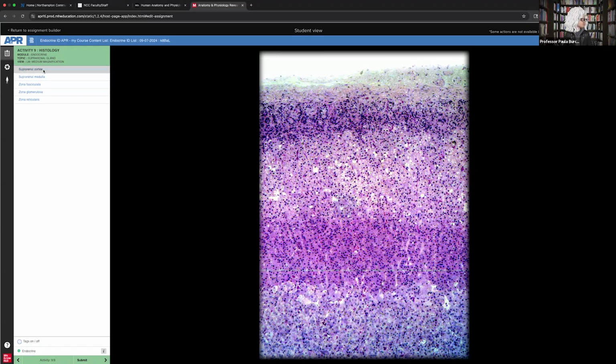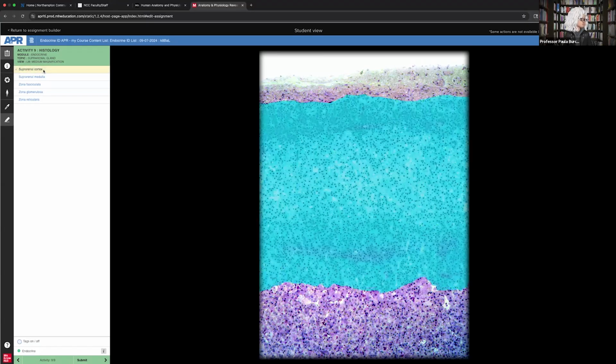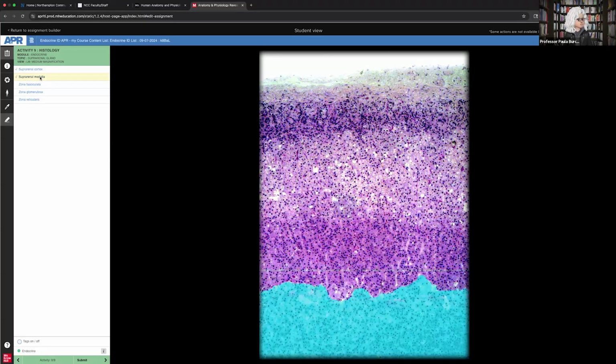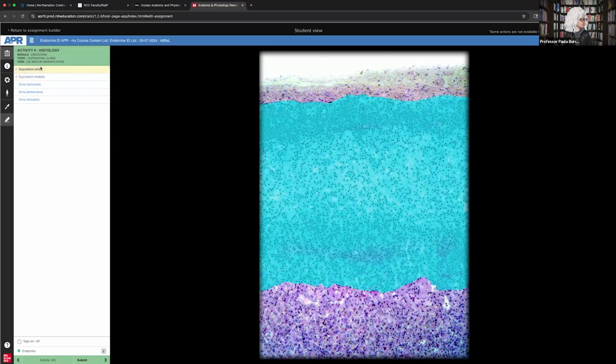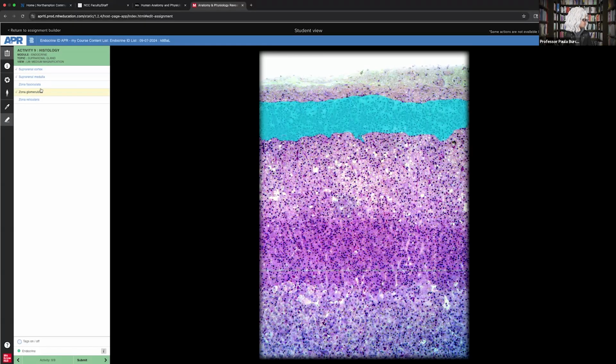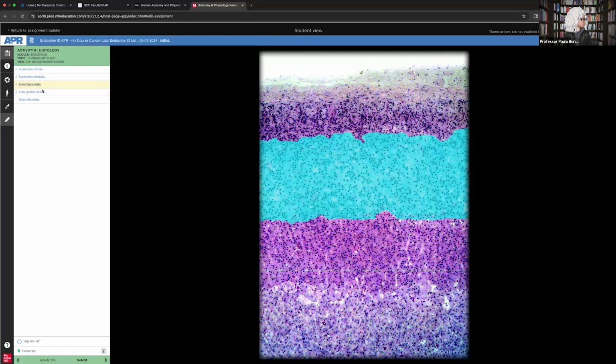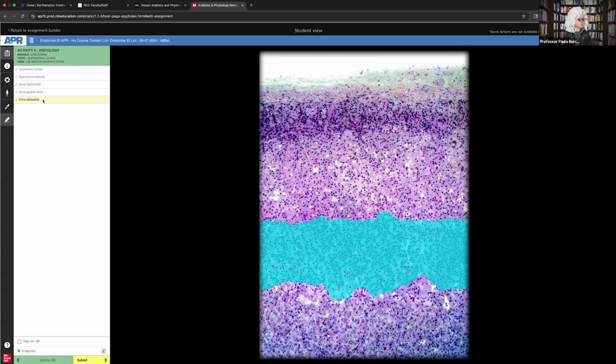So let's do the highlights. Here is the cortex. Remember, this is going to be the capsule. Here is the medulla. For the cortex, we have the zona glomerulosa, zona fasciculata, and zona reticularis. Again, those colors are very subtle, but you do see some differences in the staining.